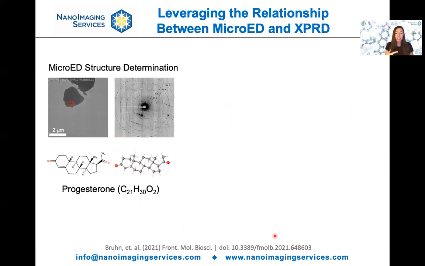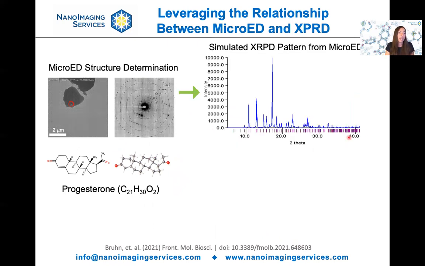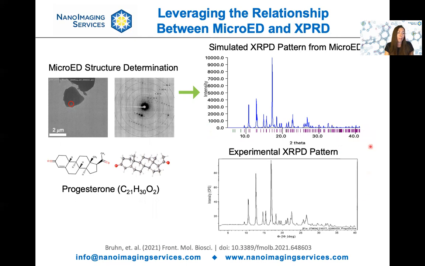So one last thing that I want to leave you with thinking about is the relationship of a microED structure and powder diffraction. One great advantage of all these related crystallographic techniques is that you can take a structure determined by microED, say this one here for progesterone, and you can simulate an X-ray powder diffraction pattern using the program Mercury here. And you can compare that to experimentally measured patterns.